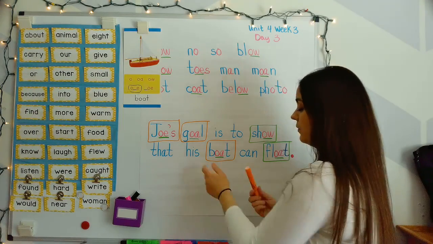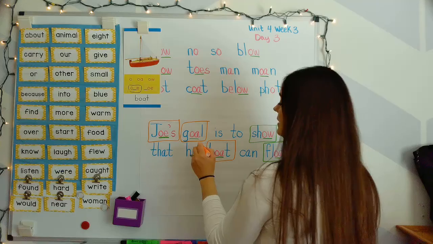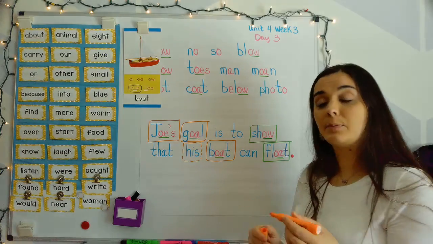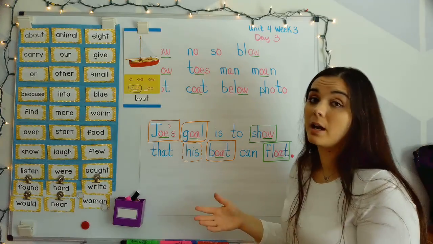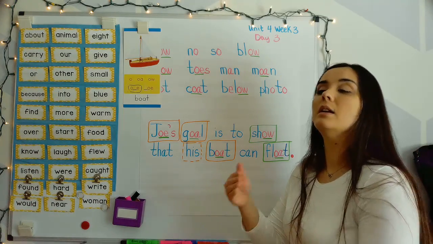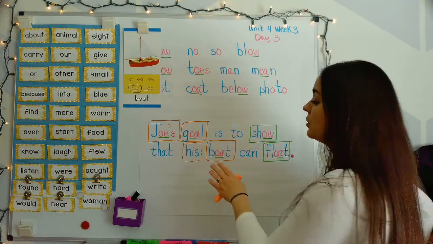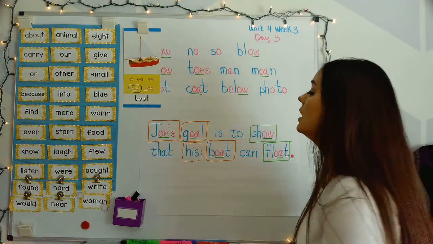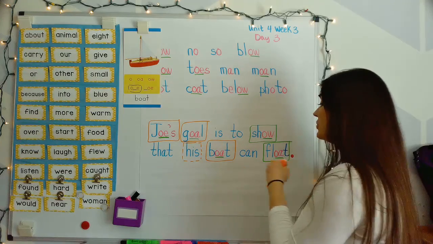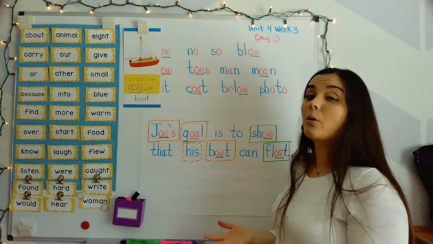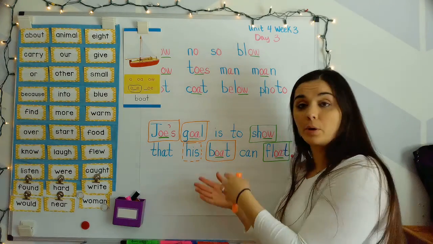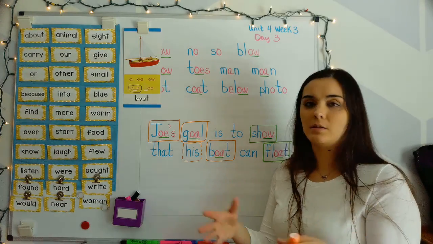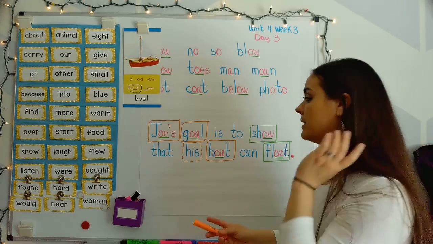And we have one more. This word his. That is a pronoun. And so we know that a pronoun is a word that takes the place of a noun. So in this sentence, the only word that could go there is the word Joe. Joe's goal is to show that Joe's boat can float. So yes, that would be a correct sentence, but using a pronoun like the word his just makes the sentence sound better. It's kind of a shorter way to write that.